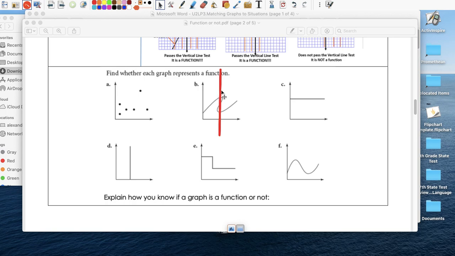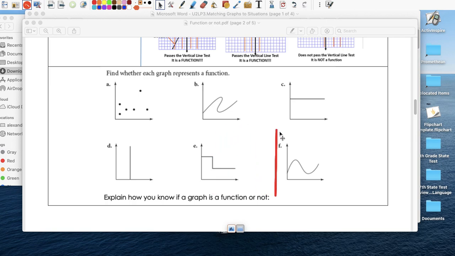But when I get to this point, oh my God, it touches the red line in 4 spots. Definitely not a function. This one is a function. It touches the red line at only one spot at any given point in time. Not a function, because when I get on top, the whole line is touching the red line. E, so far so good, but when you get to this spot, the vertical line touches the red line in more than one spot.